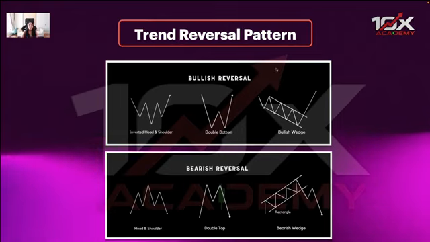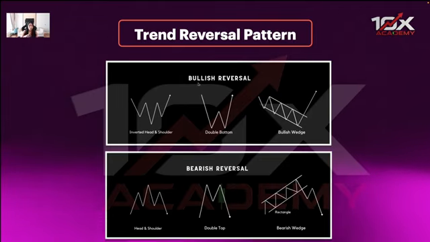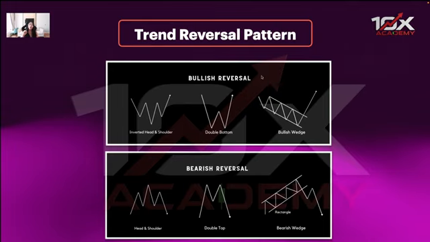Now let's take a look at bullish reversal. First, we have inverted head and shoulders. If you guys see this, make sure you are alert, okay? So the trend reversal is about to happen from bearish to bullish. And then you can see here double bottom. You guys see this W shape, just remember W shape like this, that's a double bottom. We want to look for buy, not for sell anymore. And then we have bullish wedge.